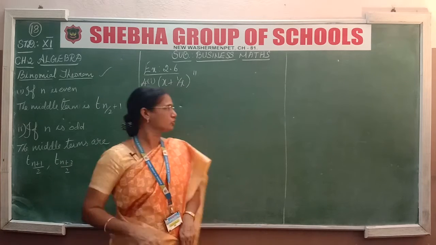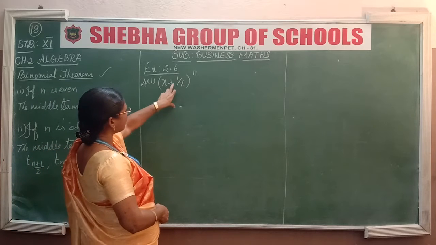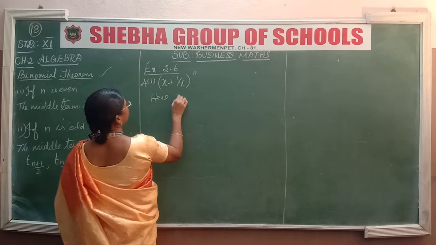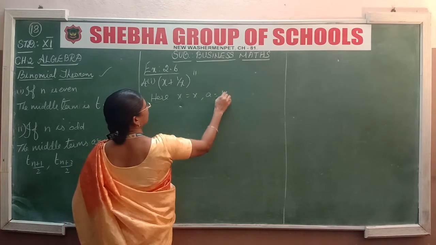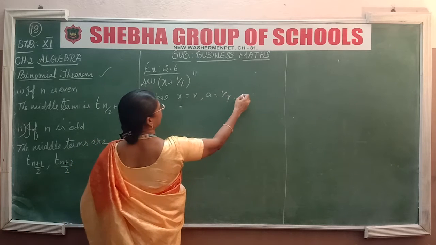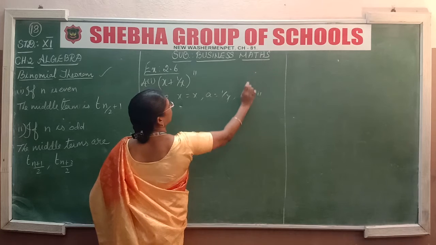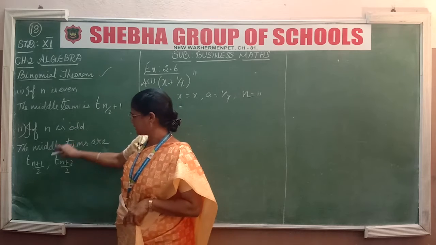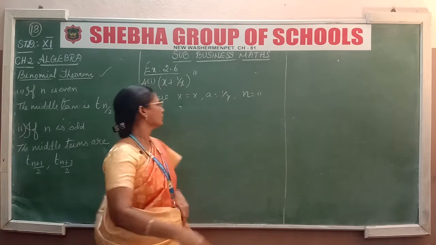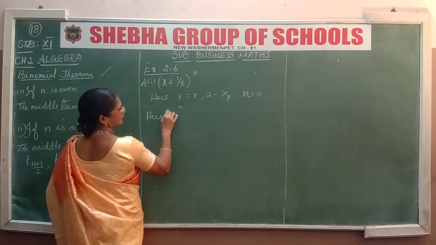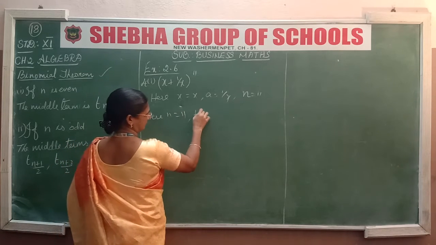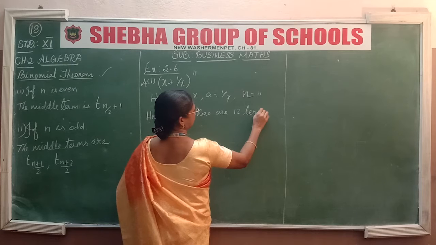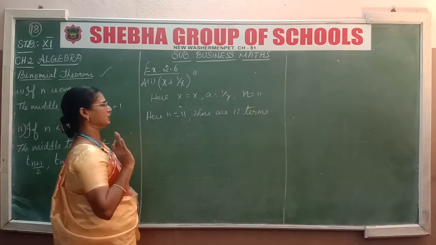Using these two formulas here, listen, (x plus 1 by x) whole power 11. First write the assumption. Here x is x, a is 1 by x and n is 11. So n is 11 means odd. N is odd means there are two middle terms. Here n is 11, so there are 12 terms in this expansion. When there are 12 terms we get two middle terms.